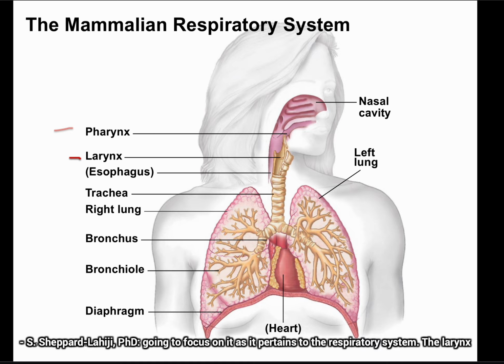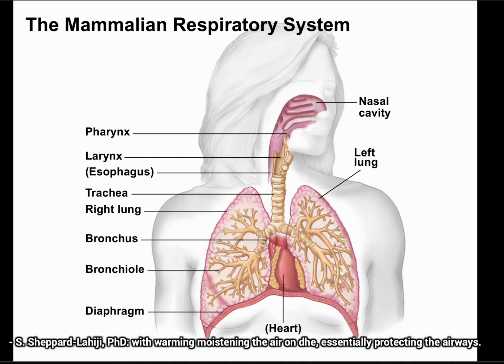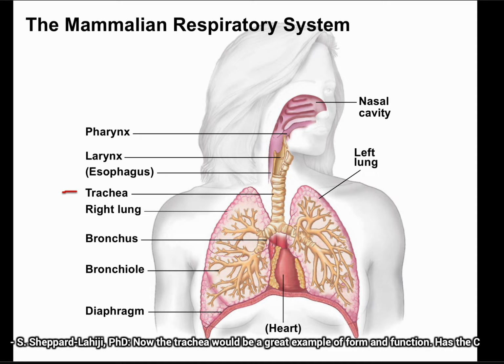The larynx is, and you see in parentheses, the esophagus, but it's also going to help with the proper routing for food as well as air. It helps with production of sound. We won't get into that in much detail, but it helps with warming, moistening the air, and essentially protecting the airways.